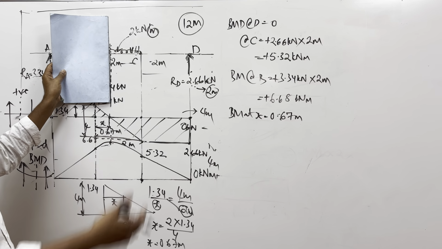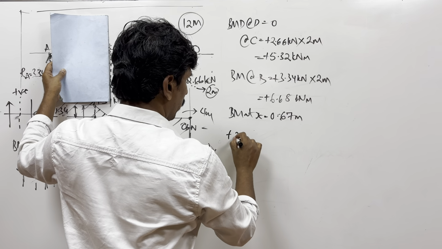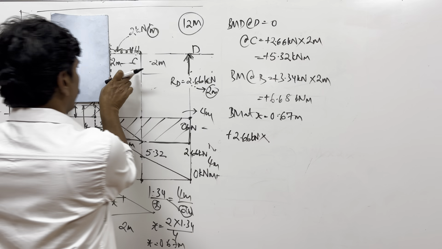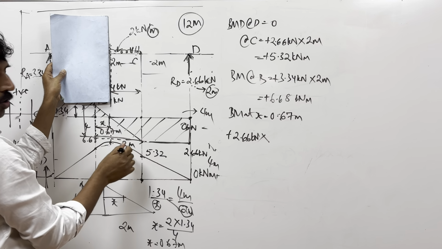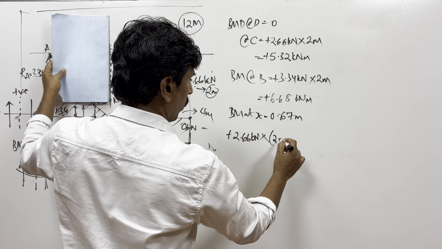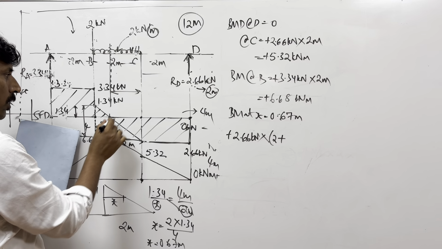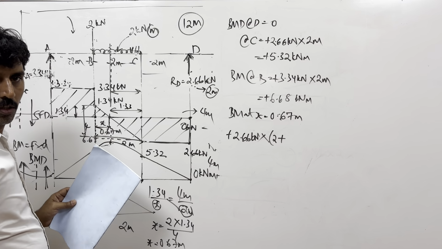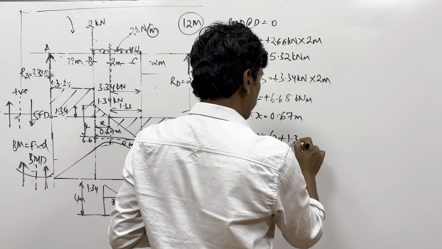What are the forces on the right side? First force: 2.66 kilonewton into what is the distance? 2 plus this value. What is this value? So this is 1.61. What will be the remaining? 1.33. Okay, so this is 1.33 meters.